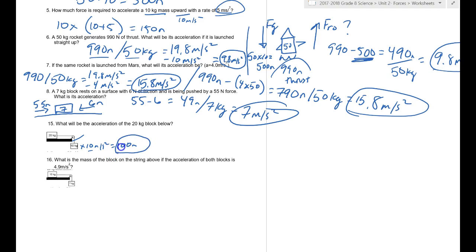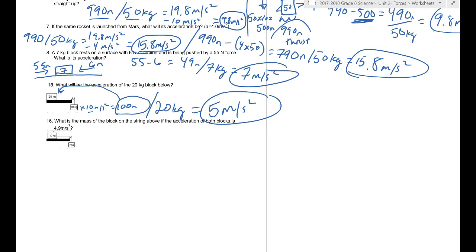That 100 newtons, since it is attached by a string to the second block, is also pulling on that 20 kilogram block. 100 newtons divided by 20 kg equals 5 meters per second squared.